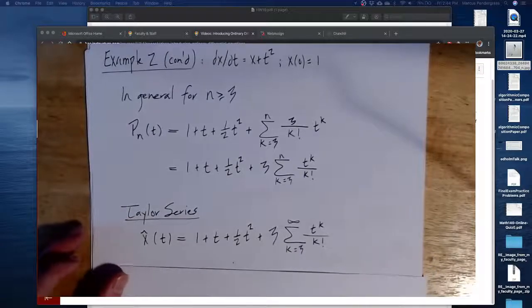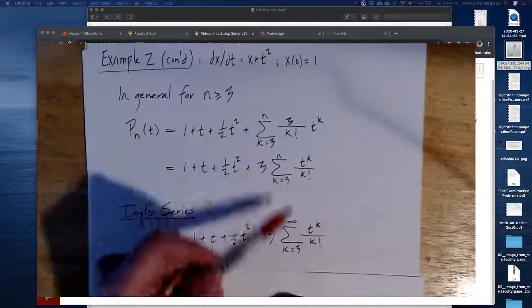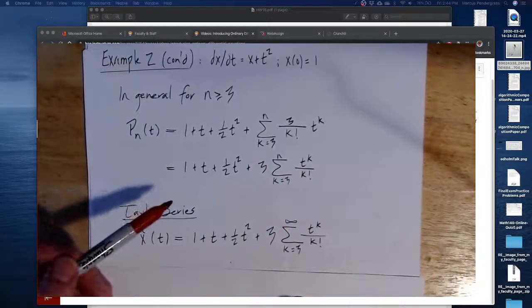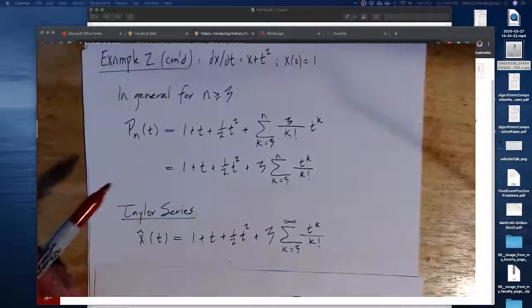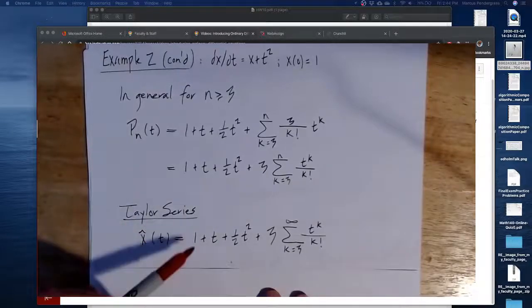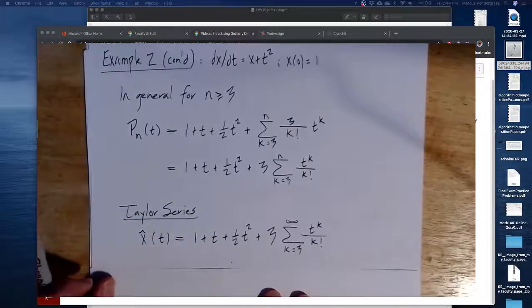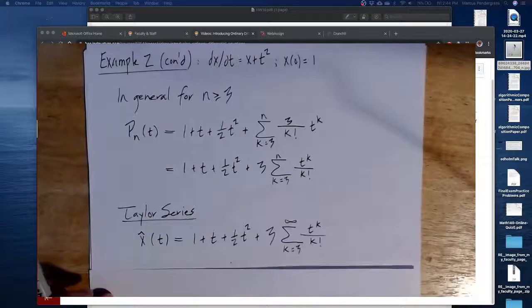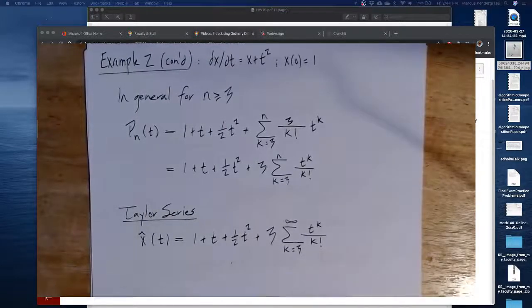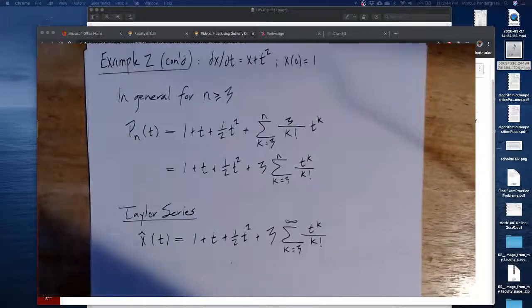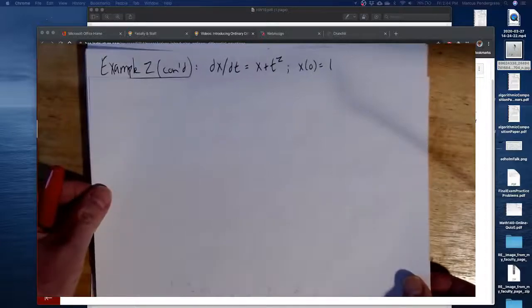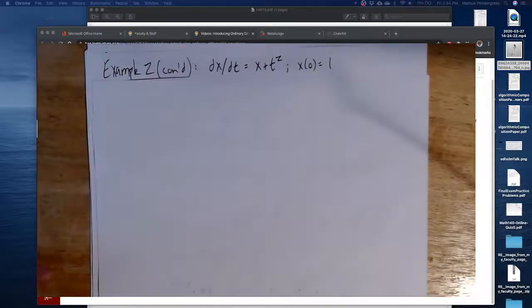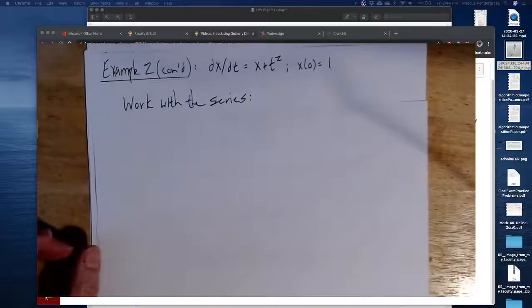The Taylor series would just take that n and replace it by infinity, because you can think of it as the infinite degree Taylor polynomial. And so we get this expression for the Taylor series for our solution. Actually, we can work with this and get a closed form of the solution in the same way as we did before. It's a little bit different in the way that it works out, but not too much more difficult at all. So let's work with that series.